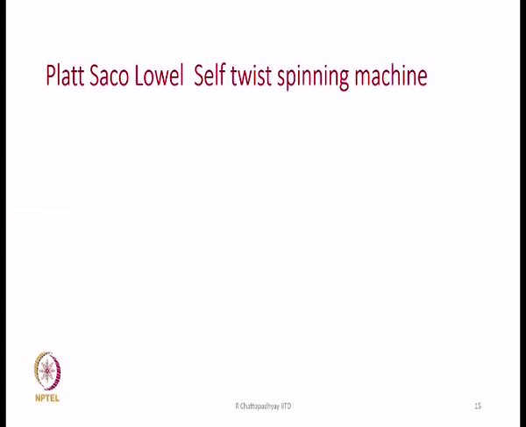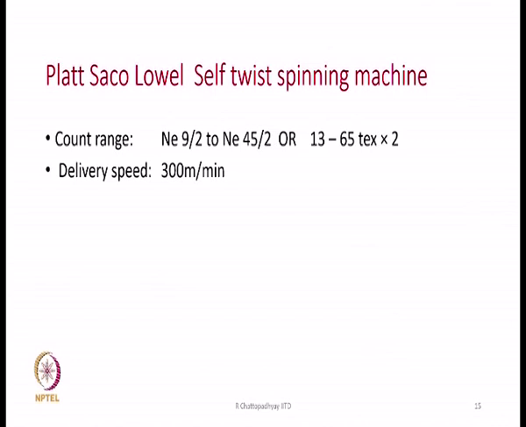Prato Sacolel is the company that manufactures these machines, and typically the count that is spun is 13 to 65 tex, 65 tex into 2, that means it will be basically 130 tex. Delivery speed is quite high, 300 meters per minute. The yarn type is twofold, and the feed material is roving.